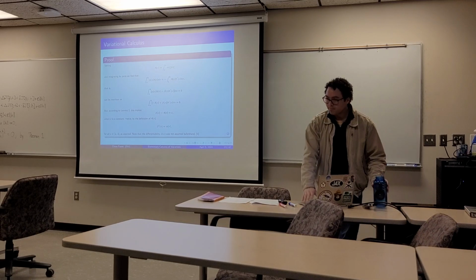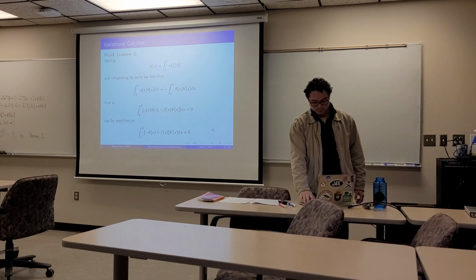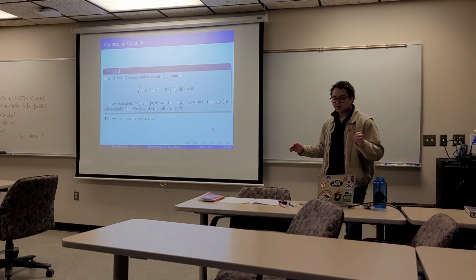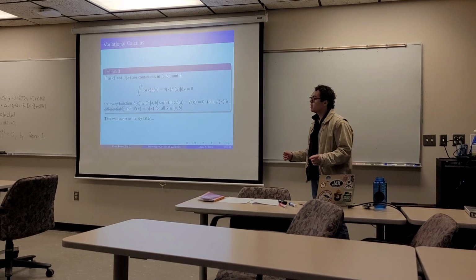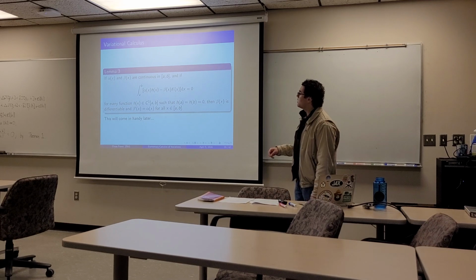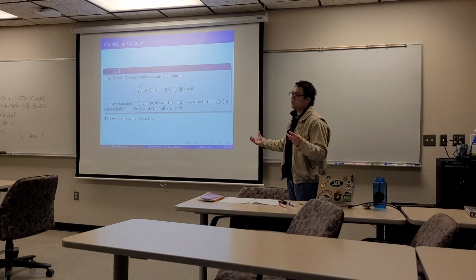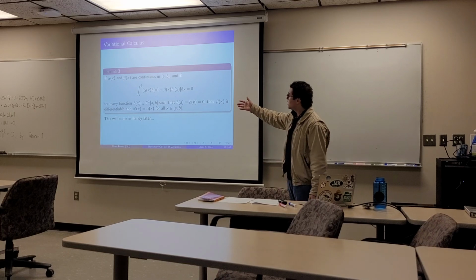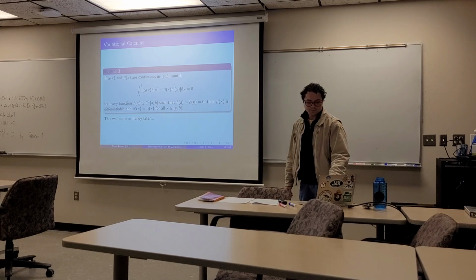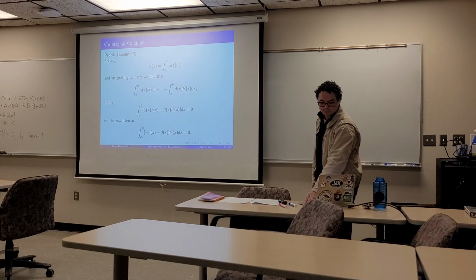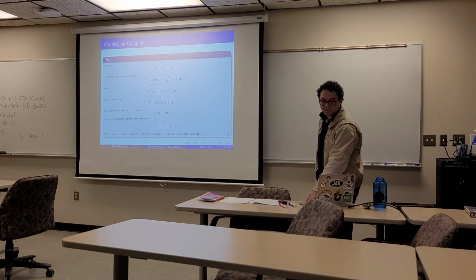So what was the statement again? The one statement? Yeah. So if you have two continuous functions over this interval, and alpha times h minus beta times h prime is equal to 0, then beta prime equals alpha. And we can choose any h in C1 and get this result. And we'll see that later with the Euler-Lagrange equation.